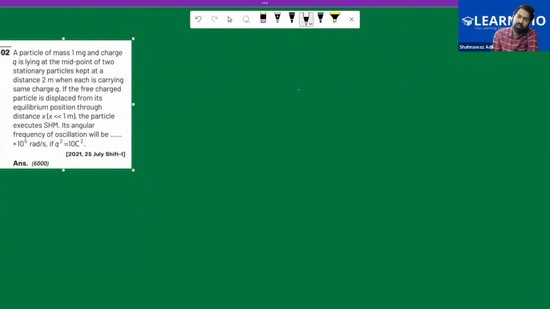Right. So what is this question? A particle of mass 1 milligram and charge q is lying at the midpoint of two stationary particles, kept at a distance 2 meters when each is carrying the same charge q. So these two stationary particles are kept at a distance 2 meters. Right.